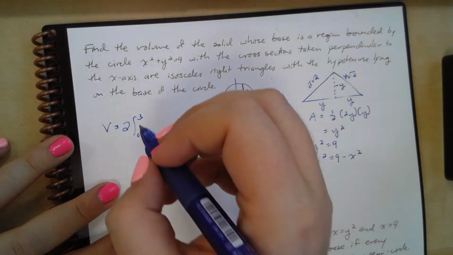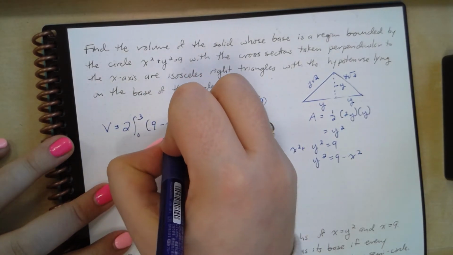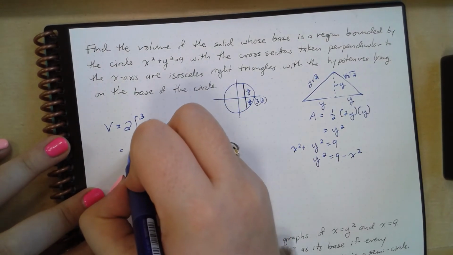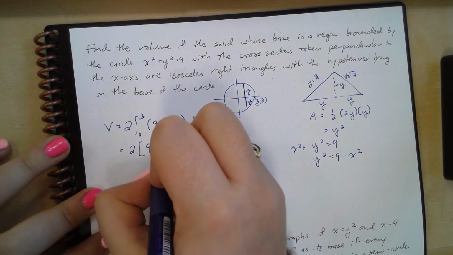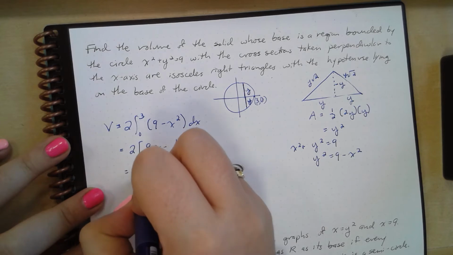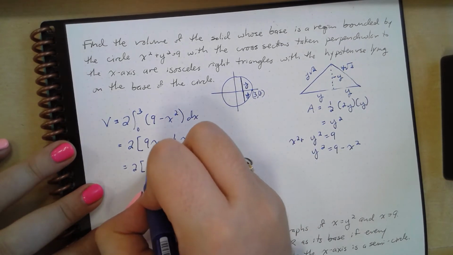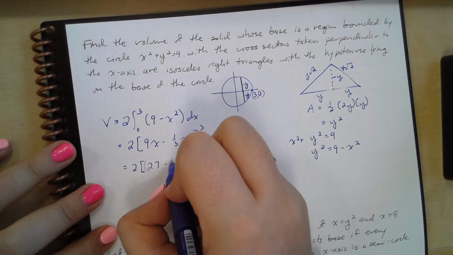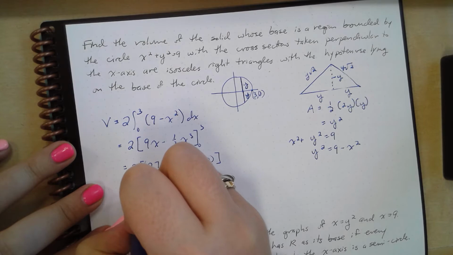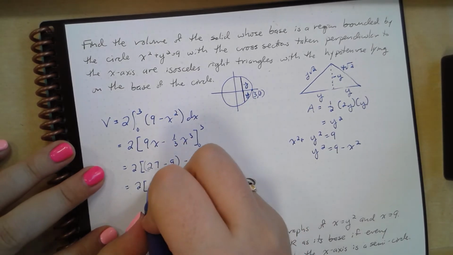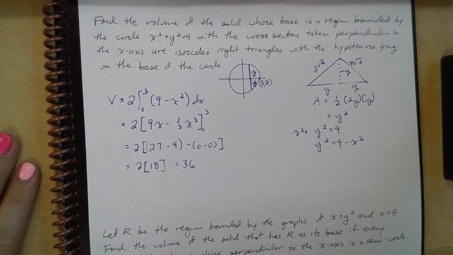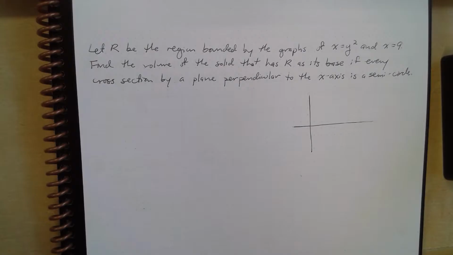So our volume, from 0 to 3 of 9 minus x squared with respect to x dx, is equal to 2 times 9x minus 1/3 x cubed, evaluated from 0 to 3. Of course, we're going to get 27 minus 9 minus 0 minus 0. So you get 2 times 18, which equals 36. Okay, I think that's a good problem. All right, I'm going to pause for a second.